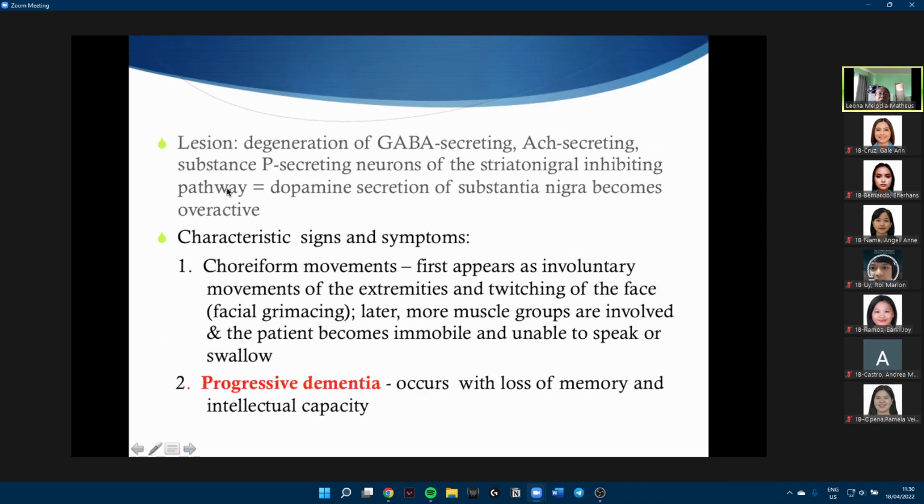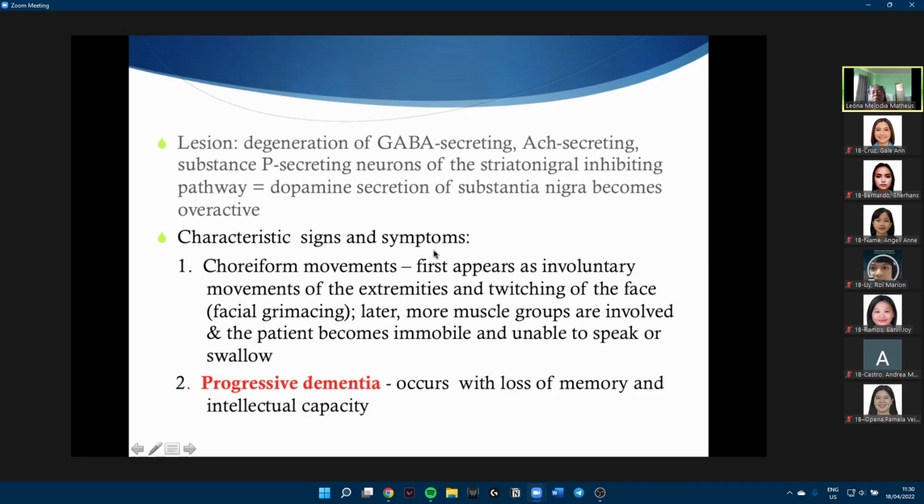What is the lesion? You have a degeneration of your GABA secreting, acetylcholine secreting, substance P secreting neurons of the striatonigral inhibiting pathways. Anyway, the overall effect is an increase in the dopamine secretion of the substantia nigra. So overall effect, increase dopamine. Okay. So what are the characteristic signs and symptoms?